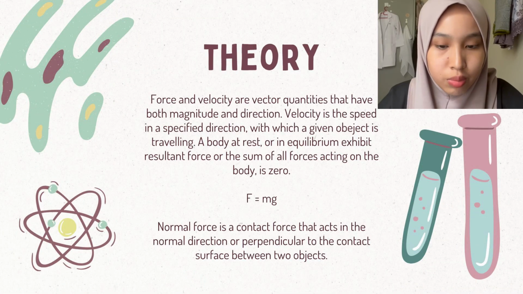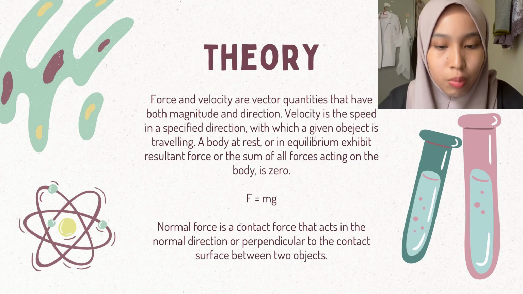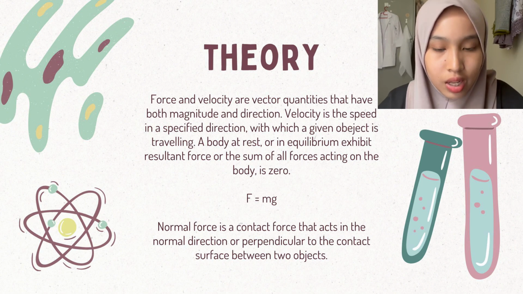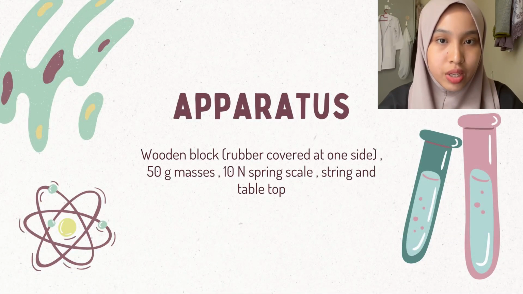Theory of this experiment. Force and velocity are vector quantities that have both magnitude and direction. Velocity is the speed in a specified direction with which a given object is traveling. For a body at rest or in equilibrium, the resultant force, or the sum of all forces acting on the body, is zero. Normal force is a contact force that acts in the normal direction, or perpendicular to the contact surface between two objects.